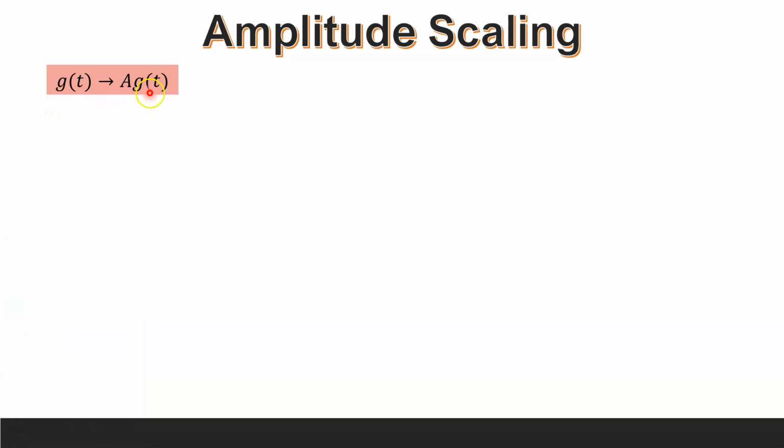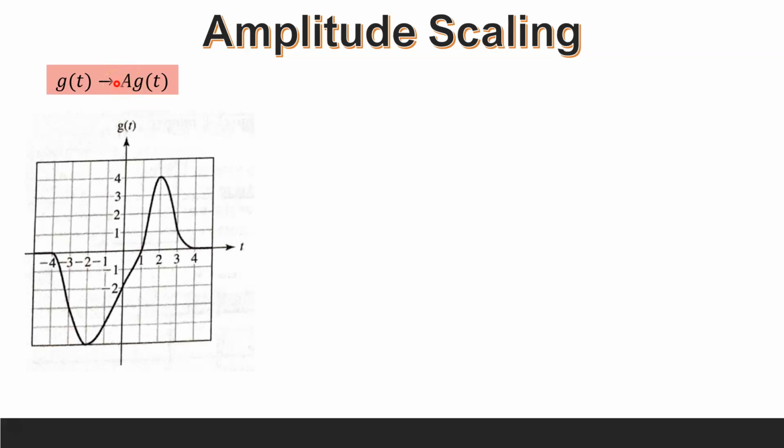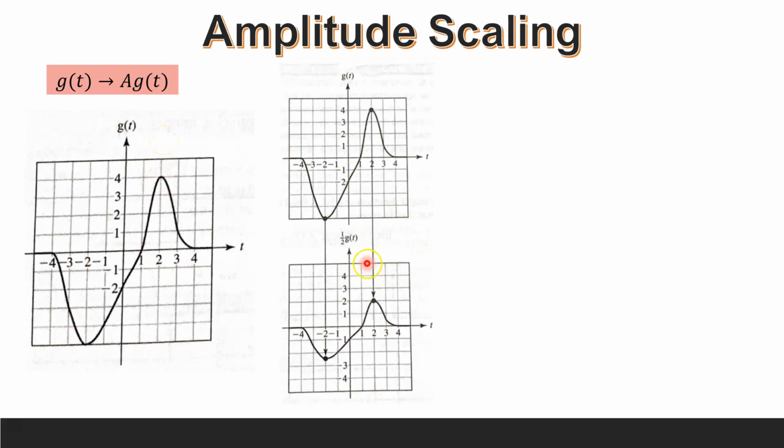This transformation simply means that the amplitude is multiplied by a constant value, A here, for example. So let's say you have a signal g(t) shown in this figure. You can see at -2 it has a peak of -5, and at 2 it has a peak of 4. So let's say this signal undergoes an amplitude scaling transformation, where A is 1/2.